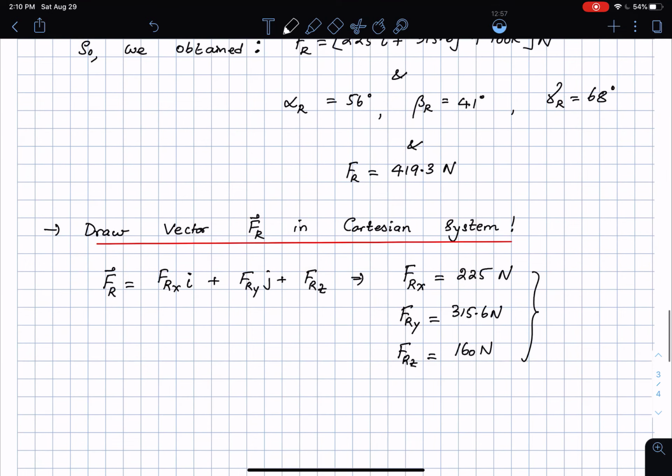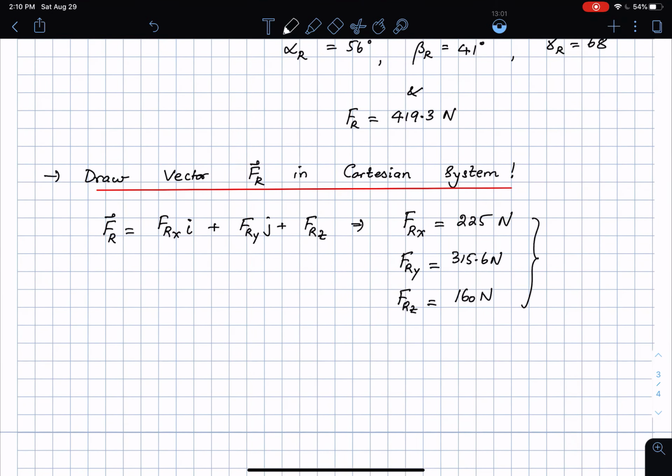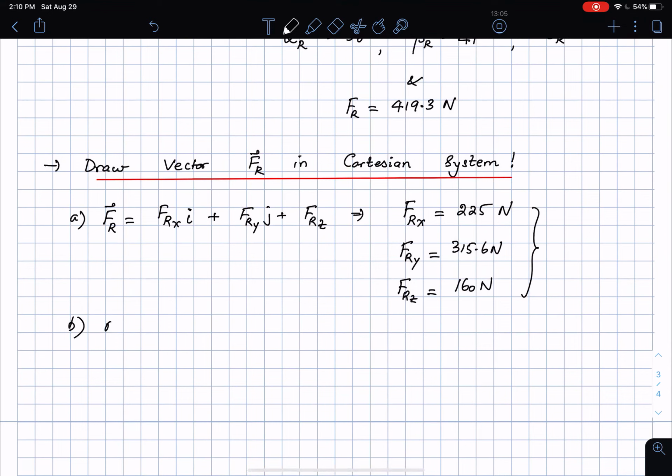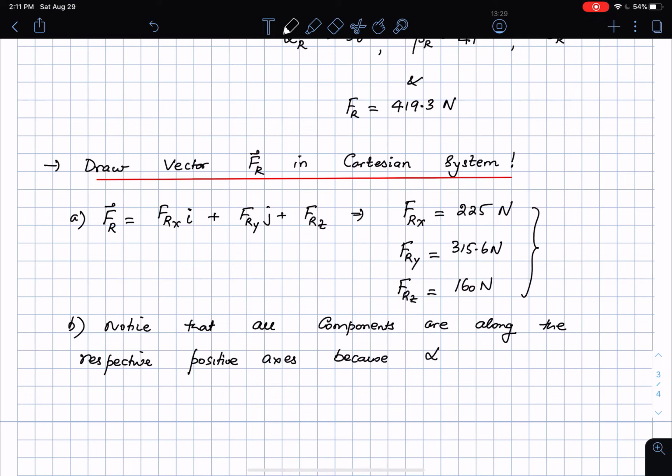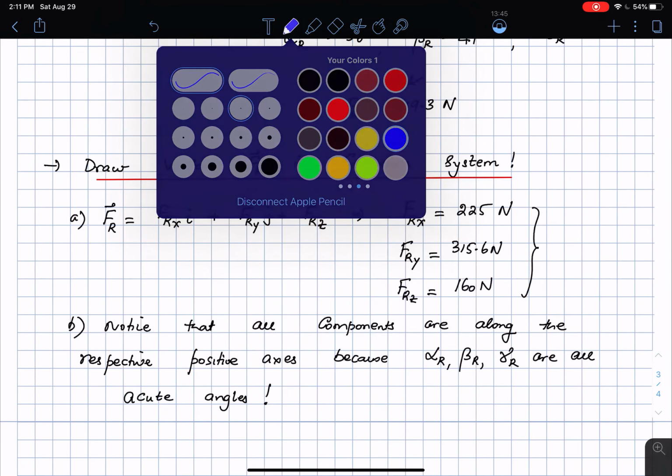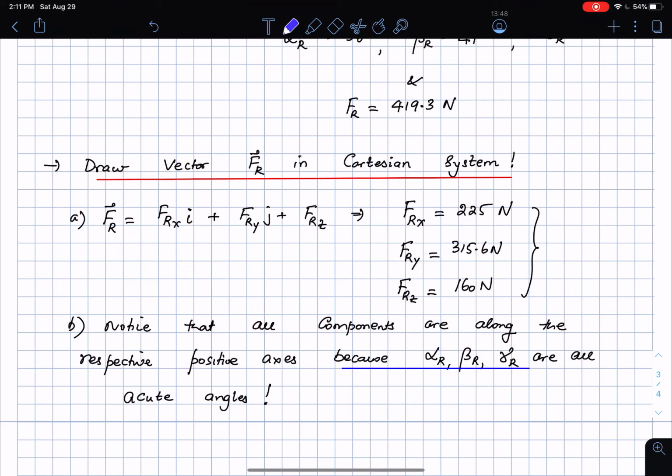These are all along the positive directions because alpha, beta, and gamma are all positive. Also notice that all the components are along the respective positive axis, because alpha R, beta R, and gamma R are all acute angles. That's something that I want to underline. This is because all of these are acute angles. So which means this is fairly easy for me to draw.